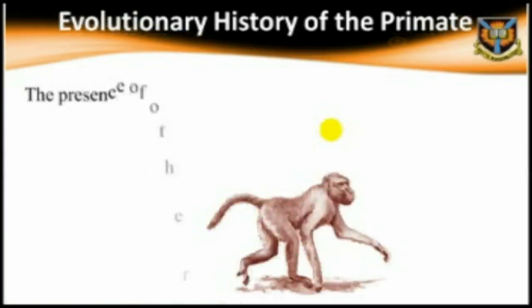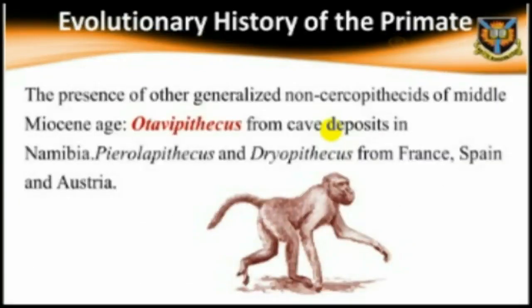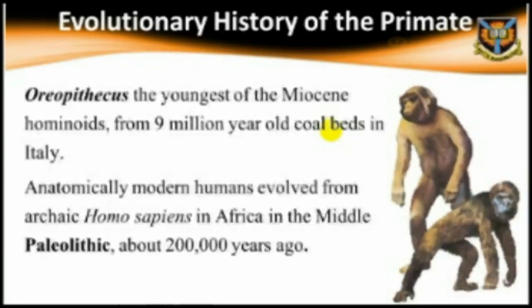The presence of other generalized non-cercopithecoids of Middle Miocene age, Otavipithecus from cave deposits in Namibia, and Pierolapithecus and Dryopithecus from France, Spain, and Austria, is evidence of a wide diversity of forms across Africa and the Mediterranean basin during the relatively warm and equable climatic regimes of the early and middle Miocene. Oreopithecus is the youngest of the Miocene hominoids, from 9 million year old coal beds in Italy.